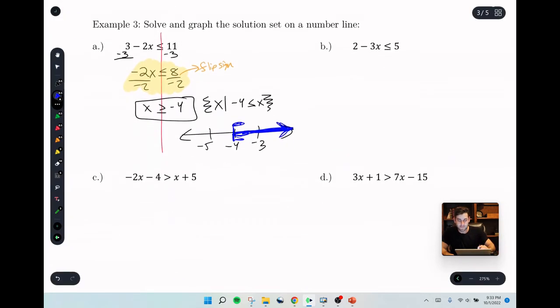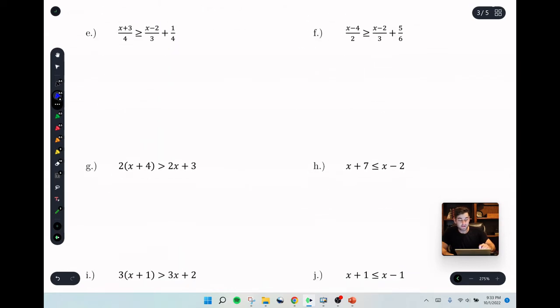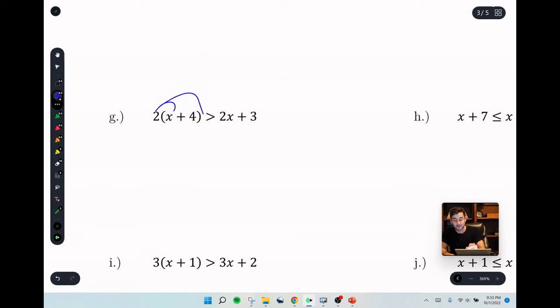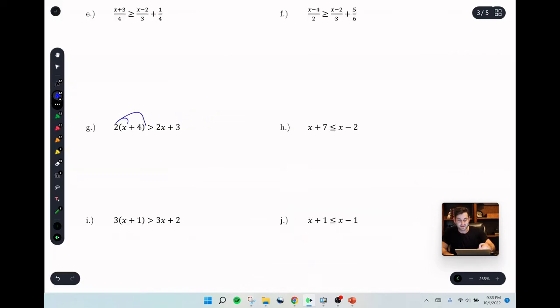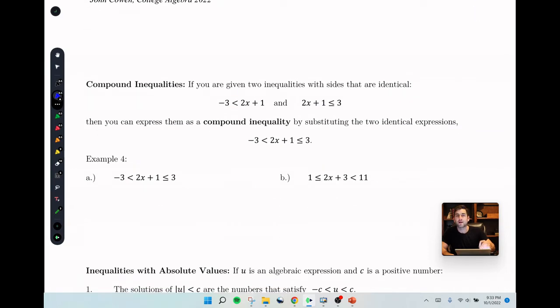All right. Sweet. Sometimes you have rationals. That's okay. Sometimes you have to distribute first. That's okay. You're still solving it just the same exact way. Looking through all those. Okay, we're going to look at compound and absolute value, and then we'll be done. I know it's a short unit.